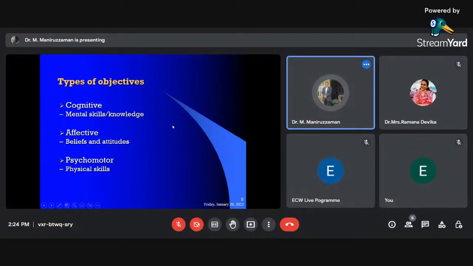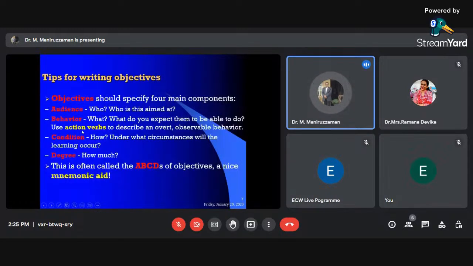Audience means who is this aimed at, who is the objective aimed at, necessarily the students. And behavior, that's what do you expect them, the students, to be able to do after the completion of a program or course. And the behavior is expressed or described by using action verbs. We have already seen in Bloom's taxonomy, and we use action verbs to describe an overt, observable behavior.